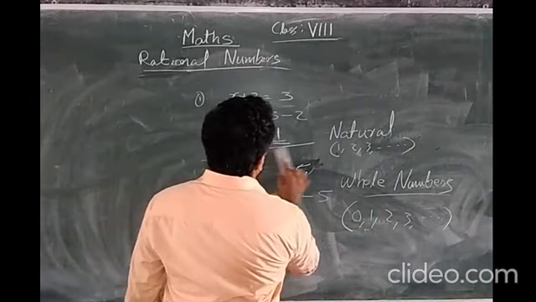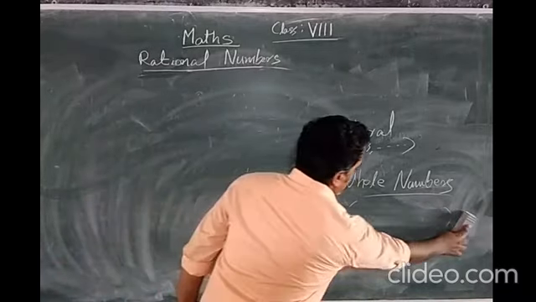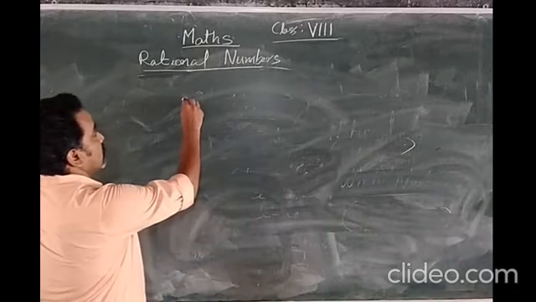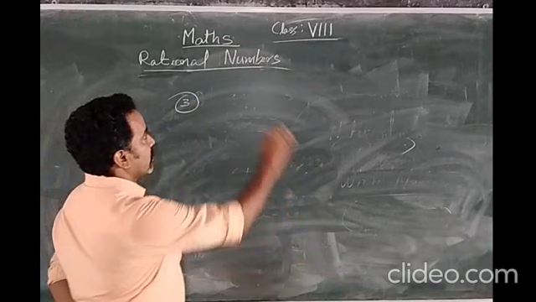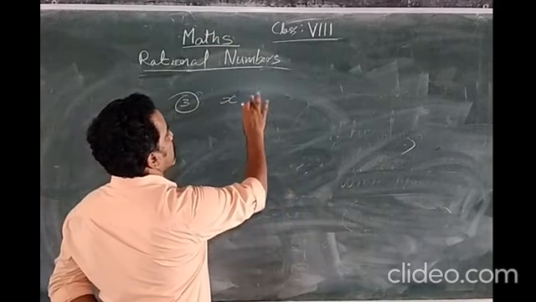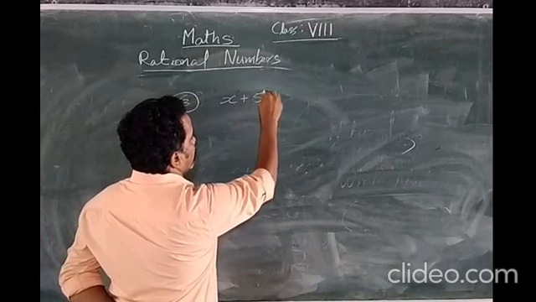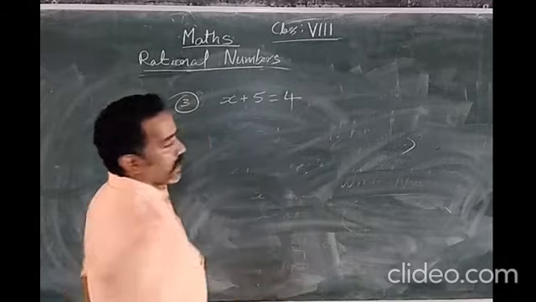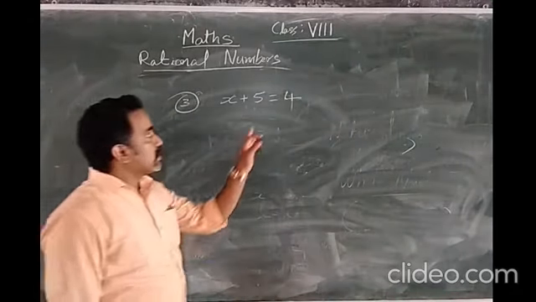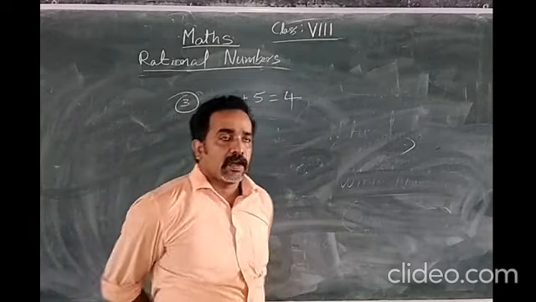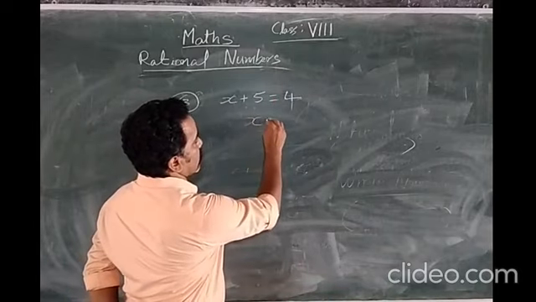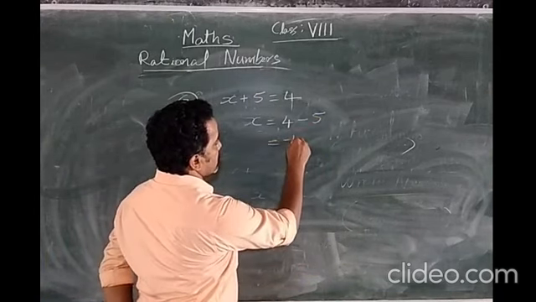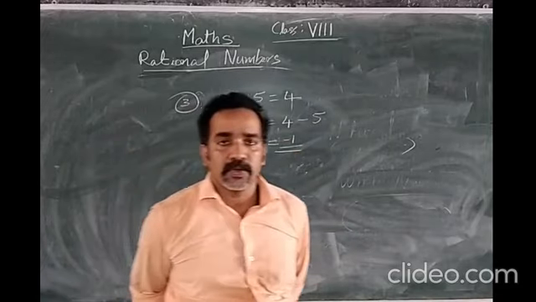Now let us see another type of equation. These are natural numbers and whole numbers. Then the third example: x plus 5 is equal to 4. If you solve this equation, what will be the value of x? x is equal to 4 minus 5. x is equal to minus 1.